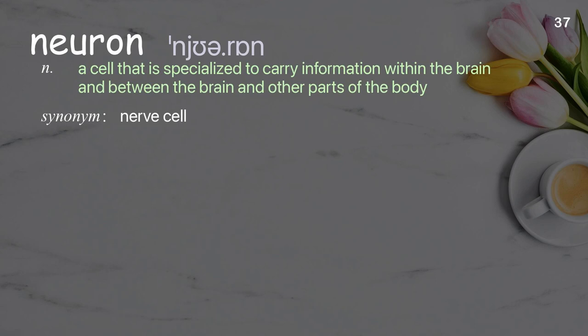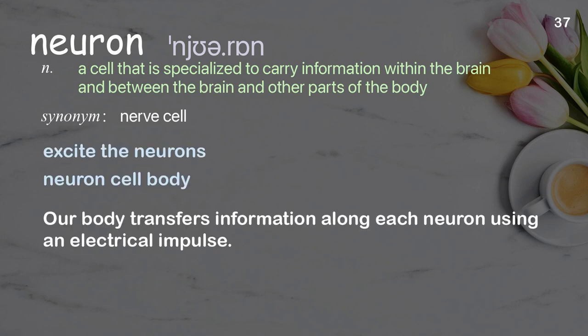Neuron. A cell that is specialized to carry information within the brain and between the brain and other parts of the body. Examples: excite the neurons, neuron cell body. Our body transfers information along each neuron using an electrical impulse.